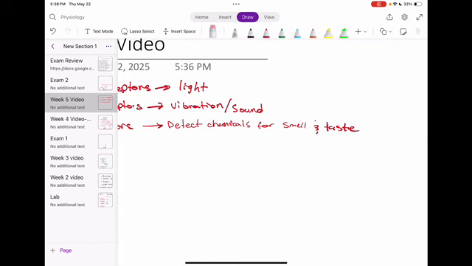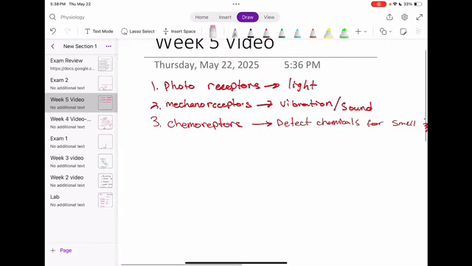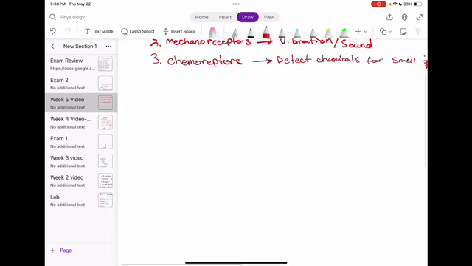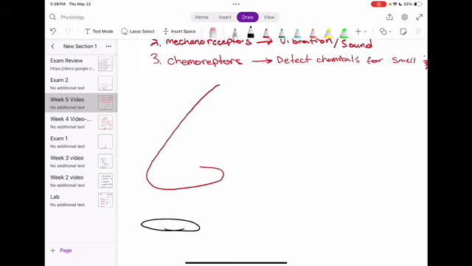Okay, we're first going to talk about the chemoreceptors. So if we draw a picture of a nose, when we smell something, alright, that's supposed to be a pie. It doesn't look like a pie, but we have these different parts of our nose. So up at the top, we have what's called an olfactory bulb.